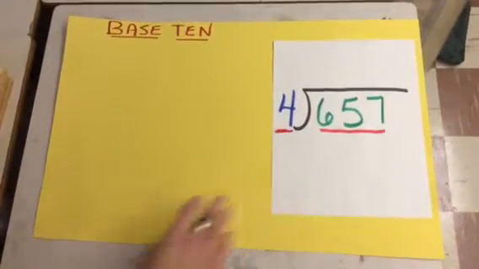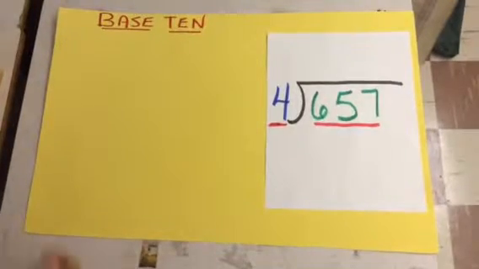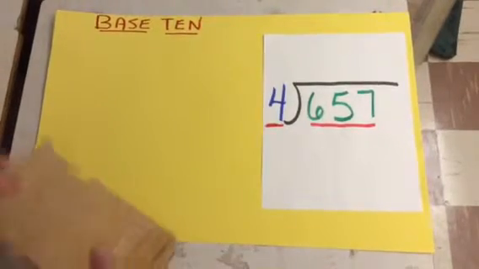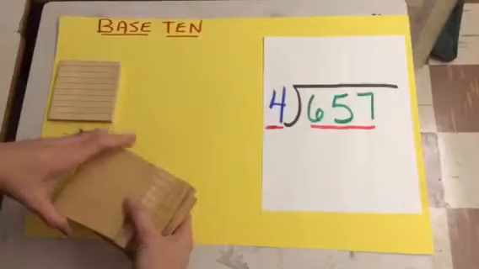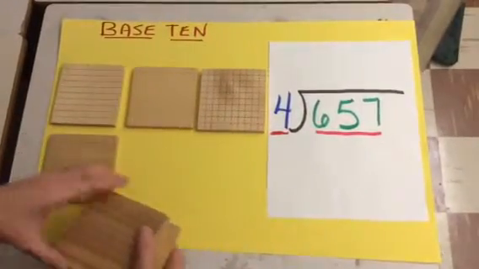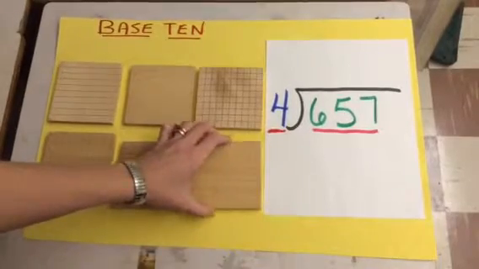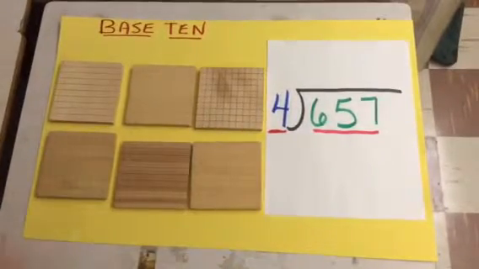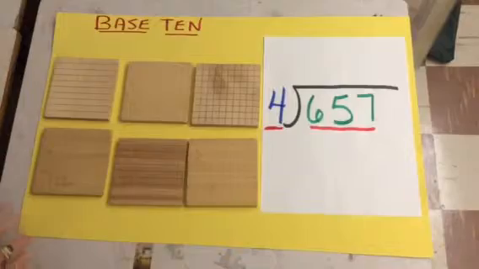So let's start doing that with our base 10. So first of all, again, we want to build our 657. So here we go. Let's start with the hundreds. We have 100, 200, 300, 400, 500, 600. So there's all of our hundreds. We're not doing any groups yet. We're just making our number, just building.